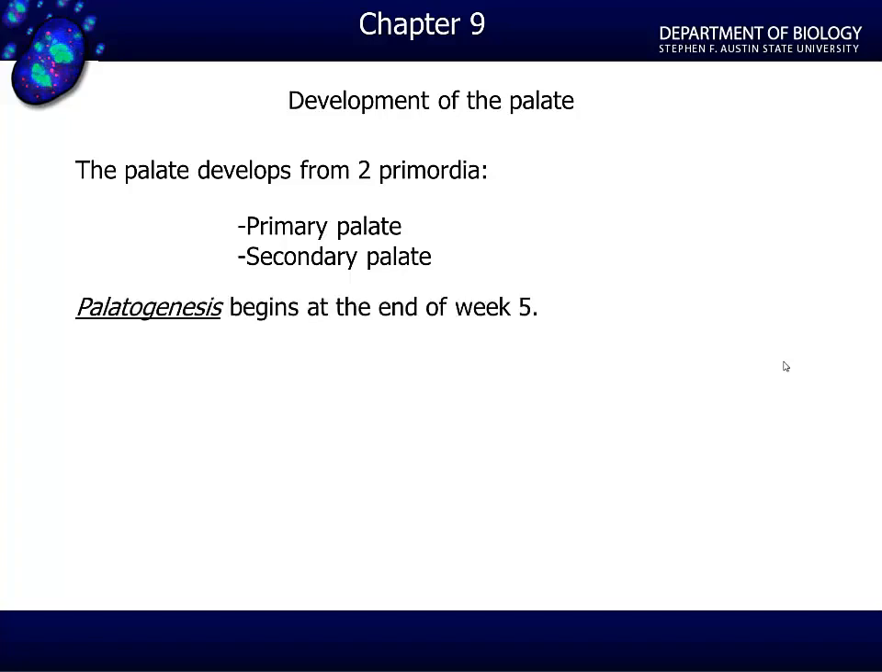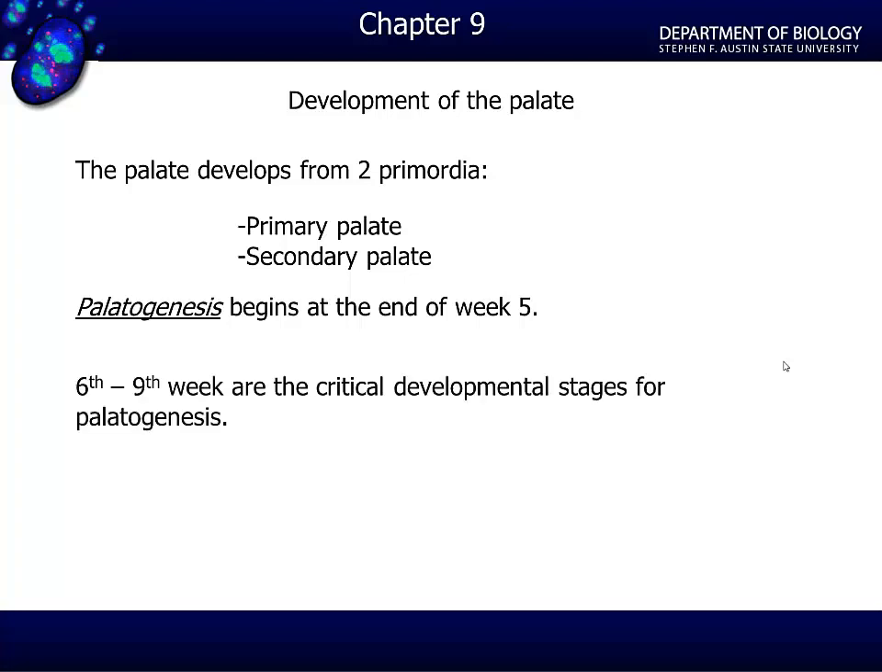Now, palatogenesis is going to begin at the end of the 5th week, as again we form the intermaxillary segment, form that primary palate. And the 6th through the 9th week are going to be the critical stages for this, and certainly these are highly susceptible to teratogenic agents that can cause major problems, including cleft lip and cleft palate.